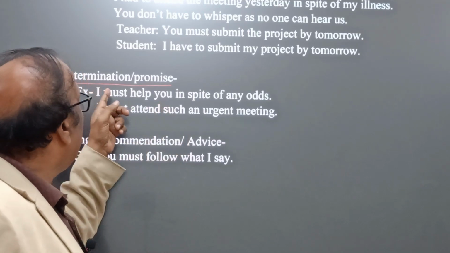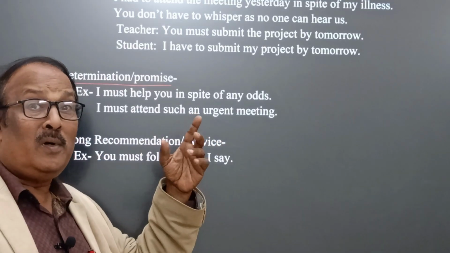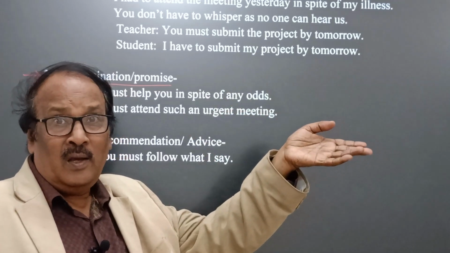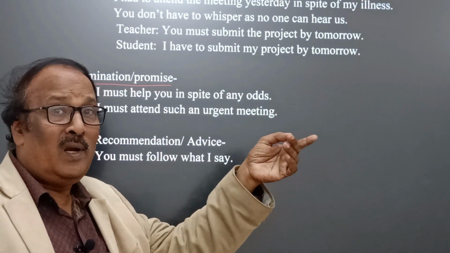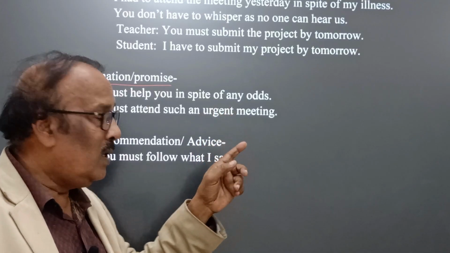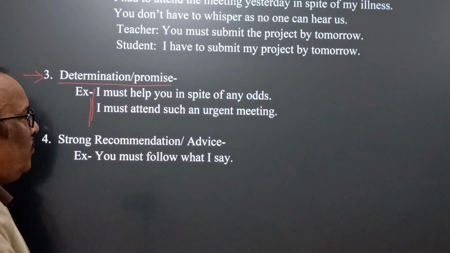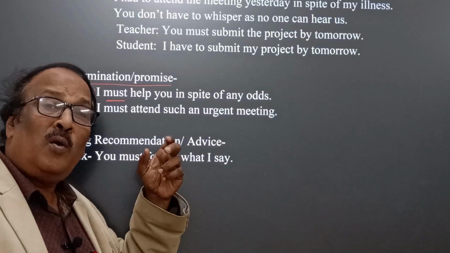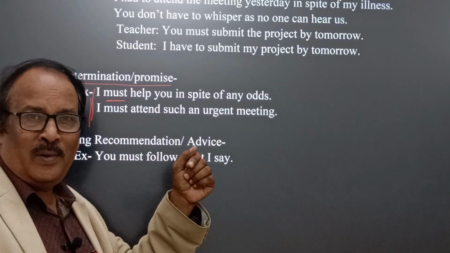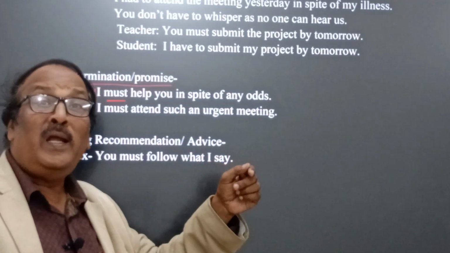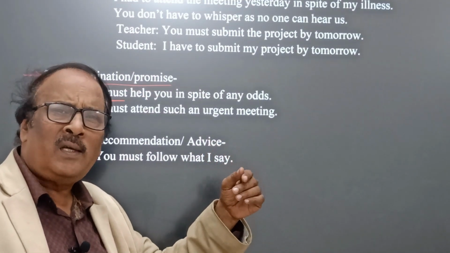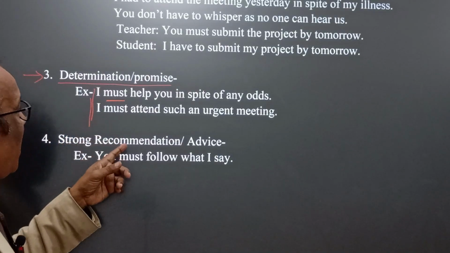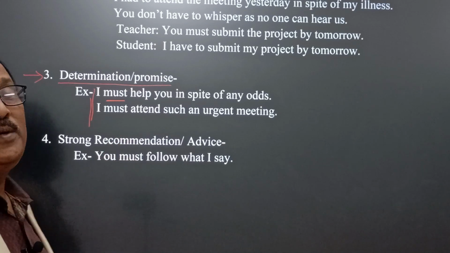In the third point, determination or promise. Whenever the speaker wants to determine or promise to do something in the future, then definitely must is used. How? Let's see in examples. I must help you in spite of any odds. Here the speaker determines or promises to help a person in spite of any odds, means any obstacles or hurdles or hindrances. Okay, yes. Now come, I must attend such urgent meeting.